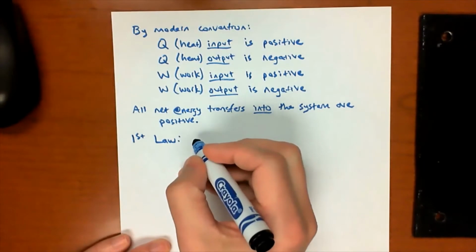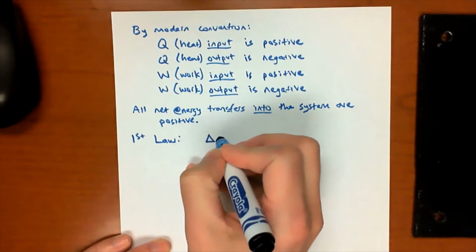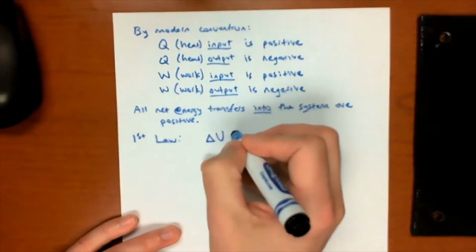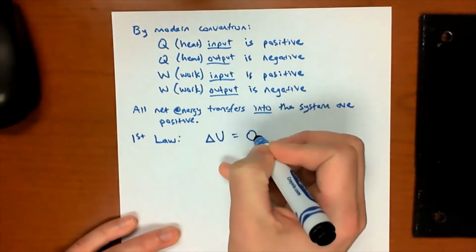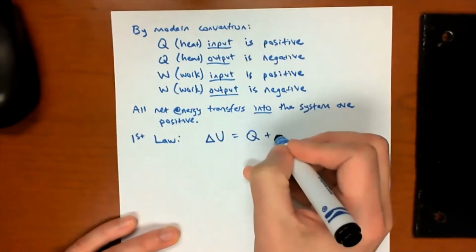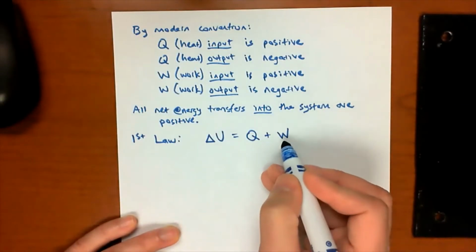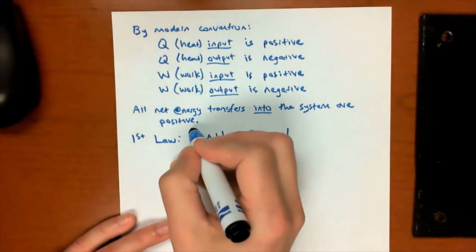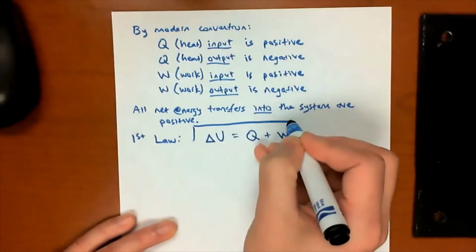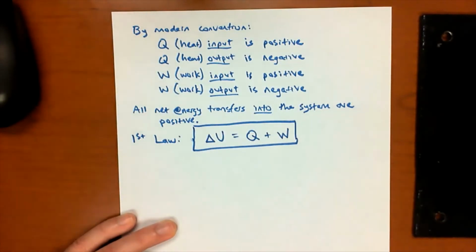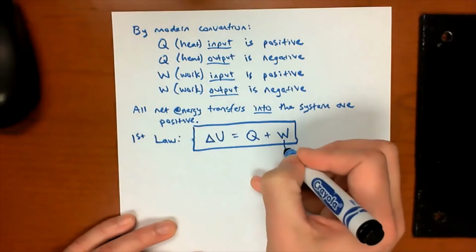And so the first law equation is that the change in internal energy, which is delta U, is equal to Q, which is the heat, plus W, where W is the work added to or subtracted from the system. So this is a really important equation. This is the first law of thermodynamics equation. All right, so what do each of these mean?